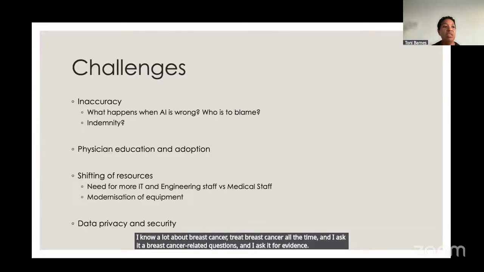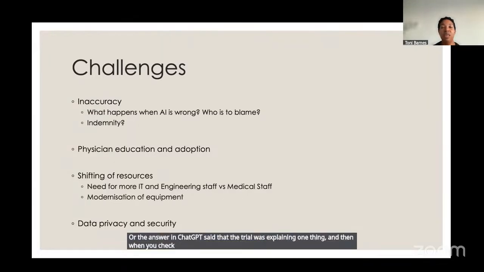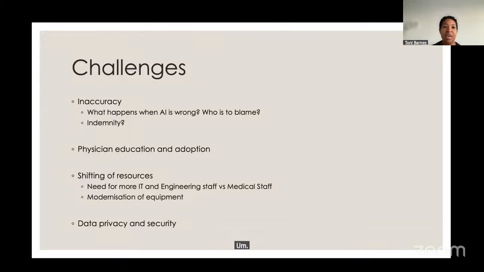And when I tried to follow the links for the breast cancer trials, the trials were wrong. It was citing trials that did not exist, or the answer in ChatGPT said that the trial was explaining one thing, and then when you check the trial, it actually was explaining something completely different. So inaccuracy is very serious, and I know the correct answer, so I was doing it to test it. But what if it's a physician that genuinely does not know the answer to a question and is asking, and the AI gives you the wrong answer?